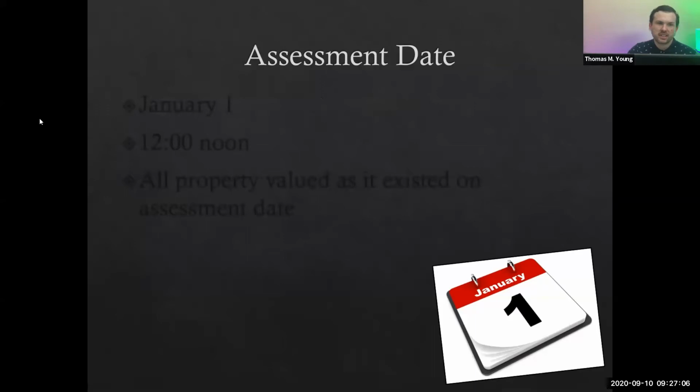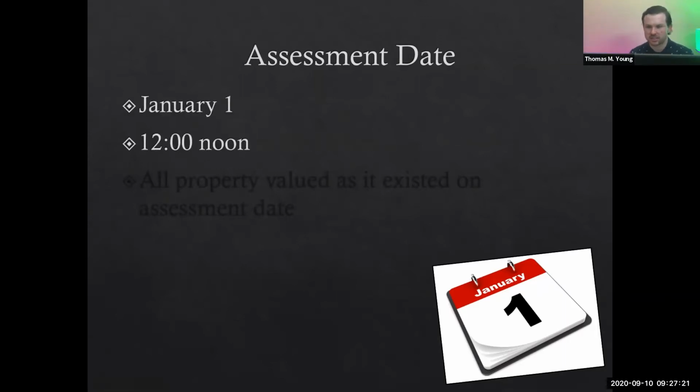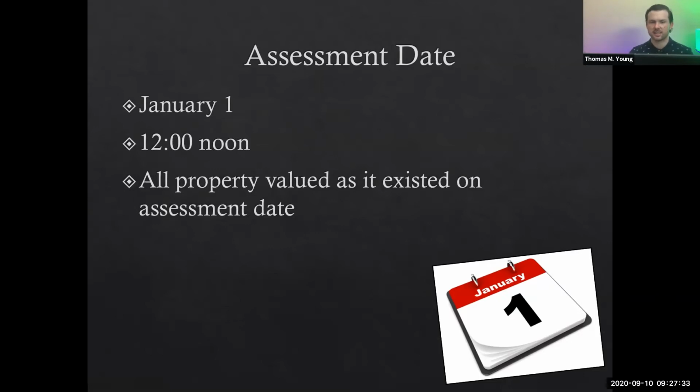The other important date to keep in mind, and I hope everybody's taking notes because there's a test at the end, you have to know all these things, is the assessment date. Okay. So on January 1, 12 noon, the assessor goes out and looks at every single property in the county, inventories all of the personal property for every business, and values it as it sits on that assessment date. The classification is also set as of this assessment date.